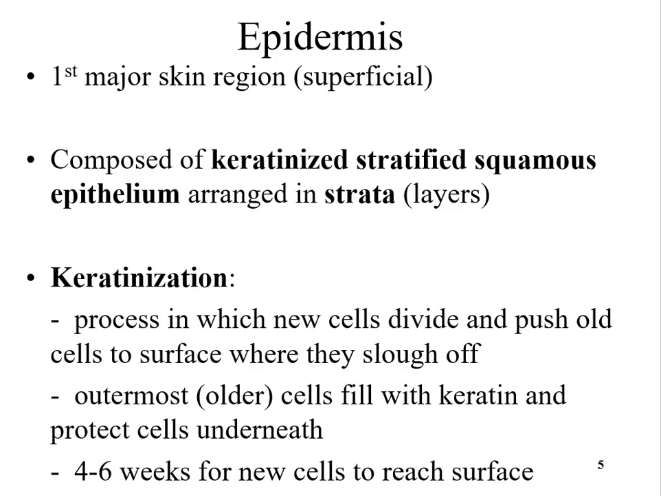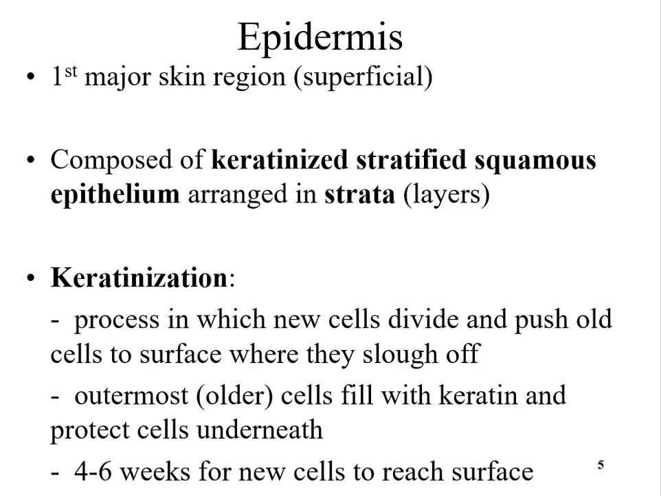Here we discuss the layers of the skin. There are 3 distinct regions that compose the skin: epidermis, dermis, and hypodermis. The epidermis is the upper or topmost region, the most superficial, in that when you look down at your skin, you're looking at the epidermis.